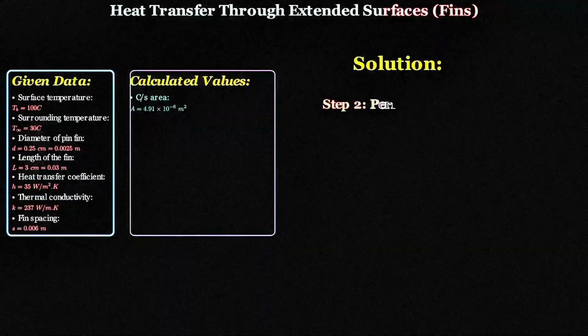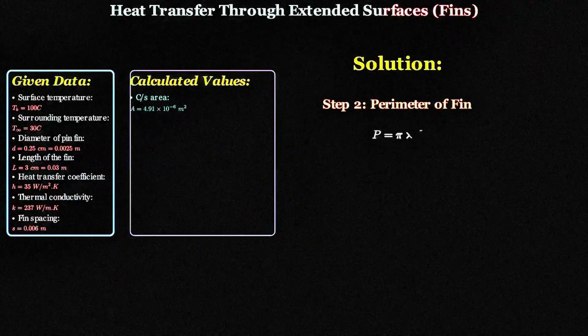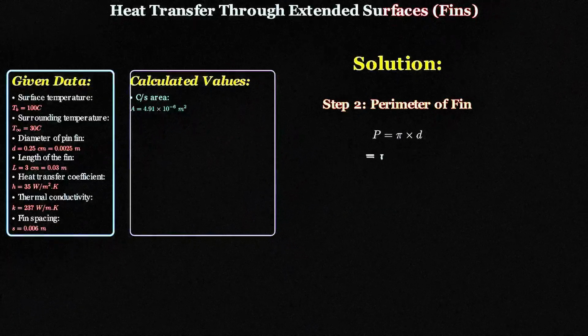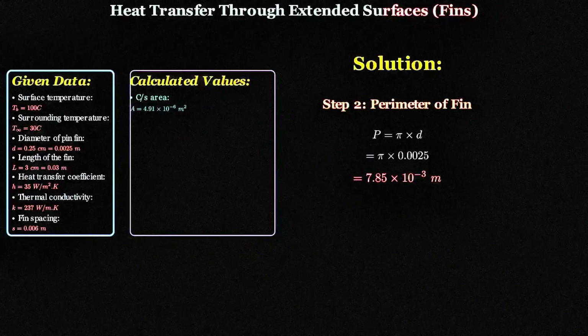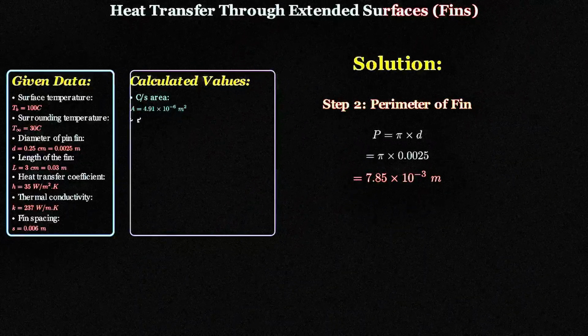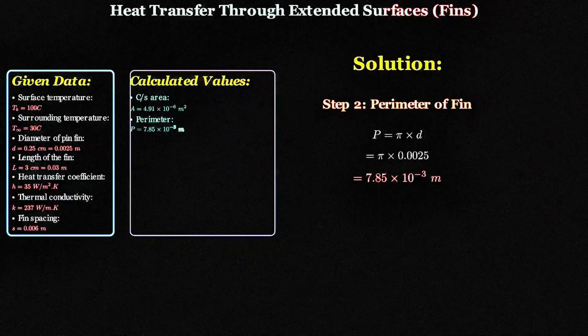Step 2. Calculate the perimeter of the fin. The perimeter P equals pi times d. Substituting, P equals pi times 0.0025. This gives us 7.85 times 10 to the power of minus 3 meters. We'll save this value as well.